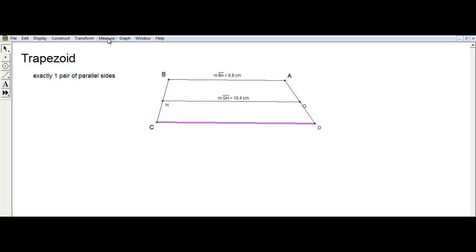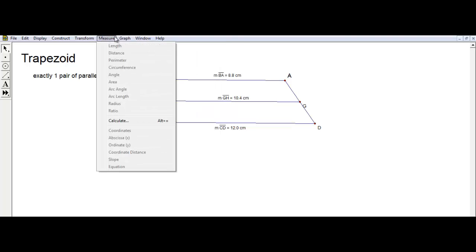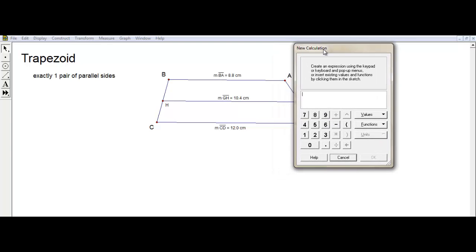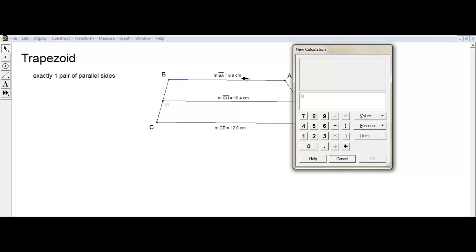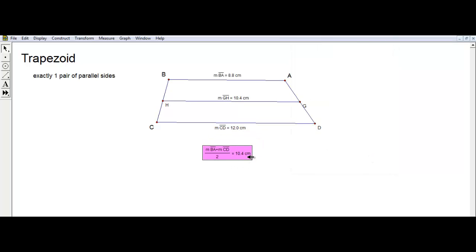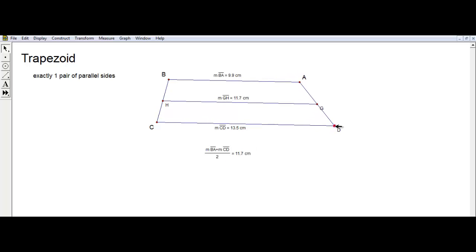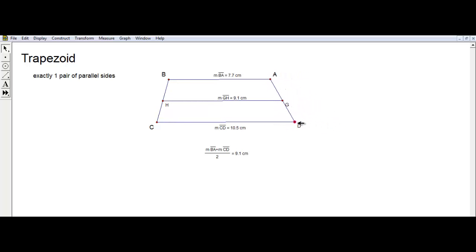BA, and CD, and then find the average of our two bases, divide by 2. You'll see that the average of the two bases is 10.4 centimeters in this case, which is exactly what our median measures, 10.4. So even if we change one of the measures, we still have a median that's equal to the average of the two bases.